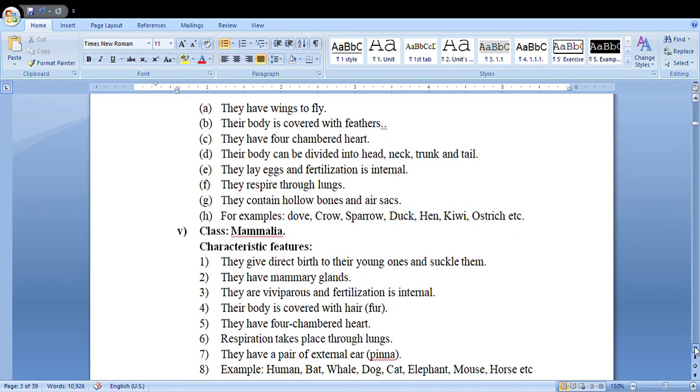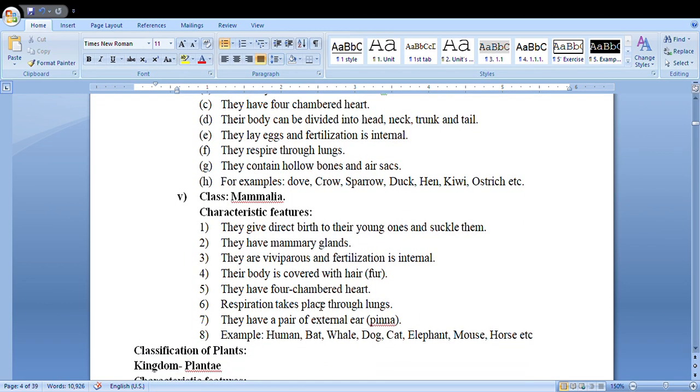Class Mammalia. Classification. Class Mammalia. Characteristic features: they give direct birth to their young ones and suckle them. They have mammary glands. They are viviparous and fertilization is internal. Their body is covered with hairs, fur. They have four-chamber heart. Respiration takes place through lungs. They have a pair of external ear pinna. Example: human, bat, whale, dog, cat, elephant, mouse, horse, etc.